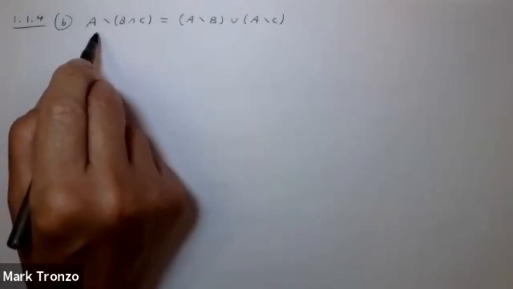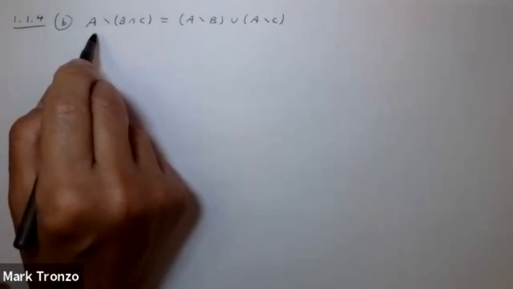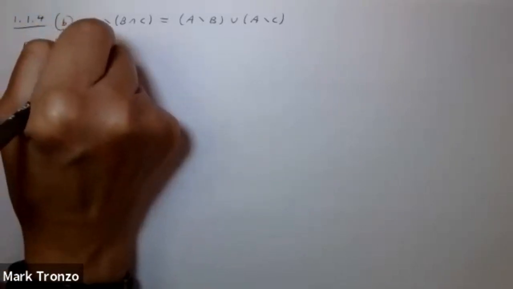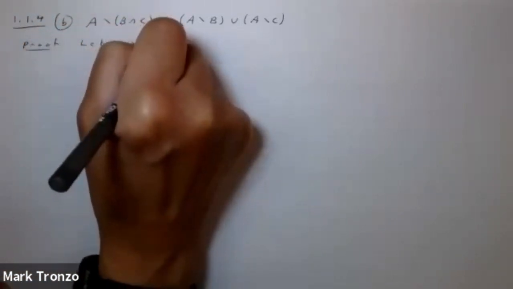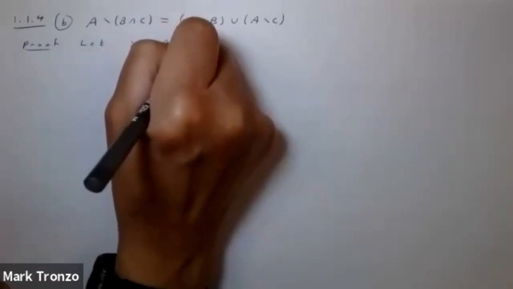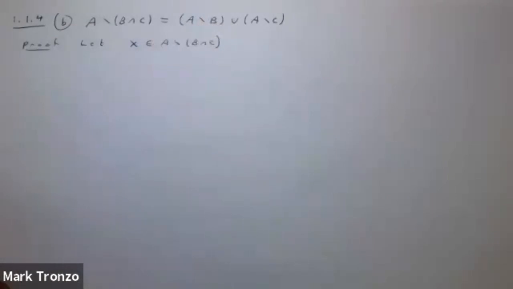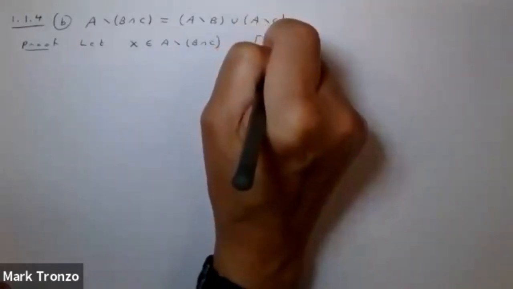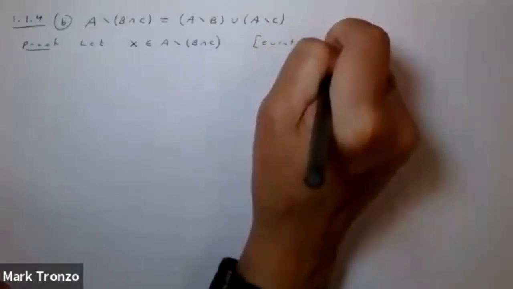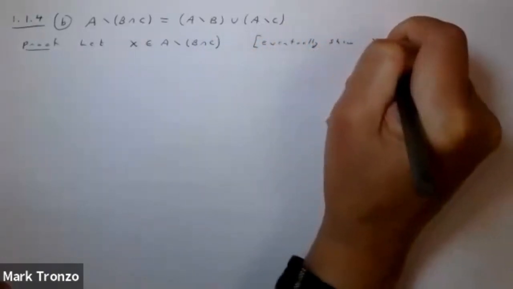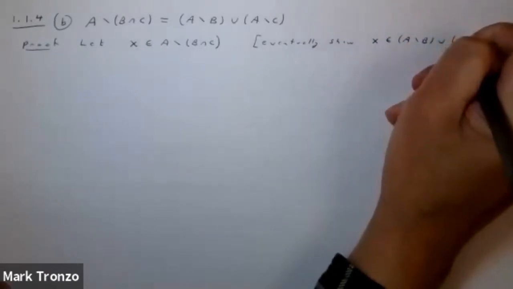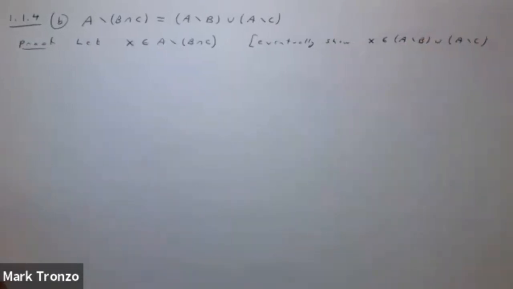Yeah, let me take something on the left-hand side this time. So let X be in A complement B intersection C. And then eventually what we're going to do, we want to show it's in the right-hand side. So we eventually show that X is in A complement B union A complement C, like this. Let's see if we can do this.